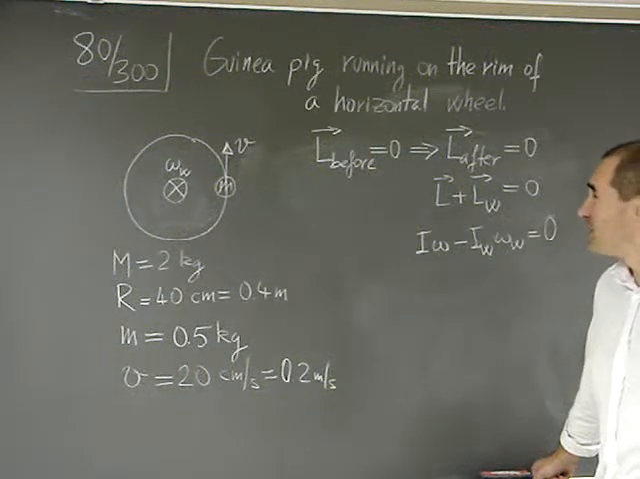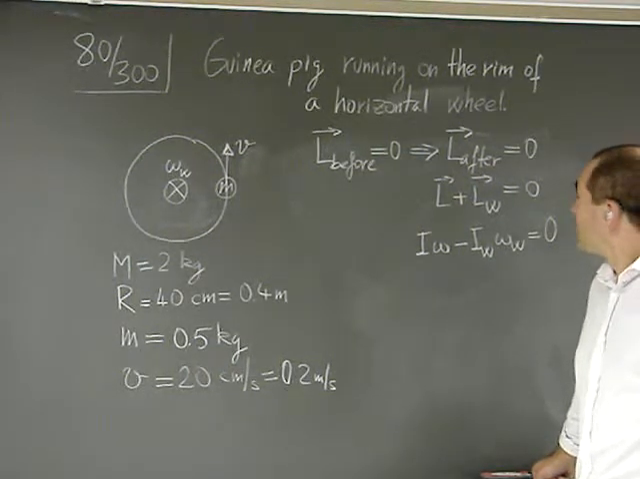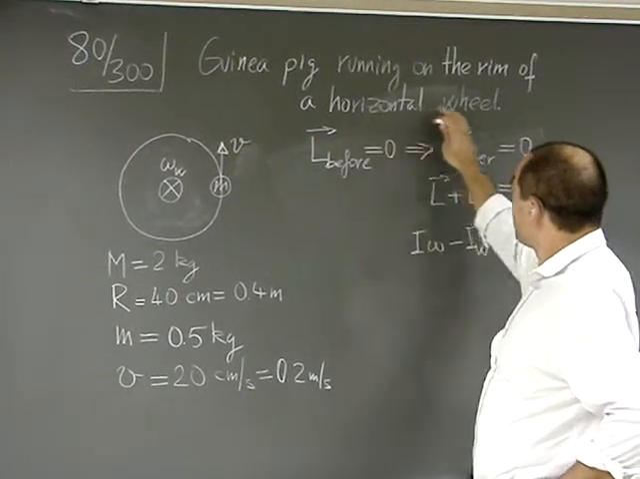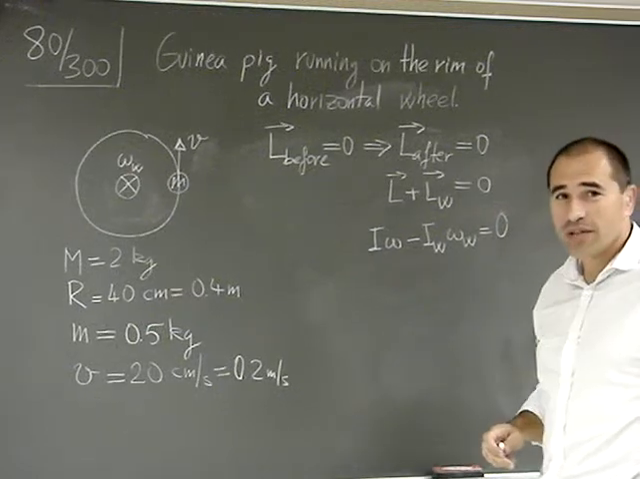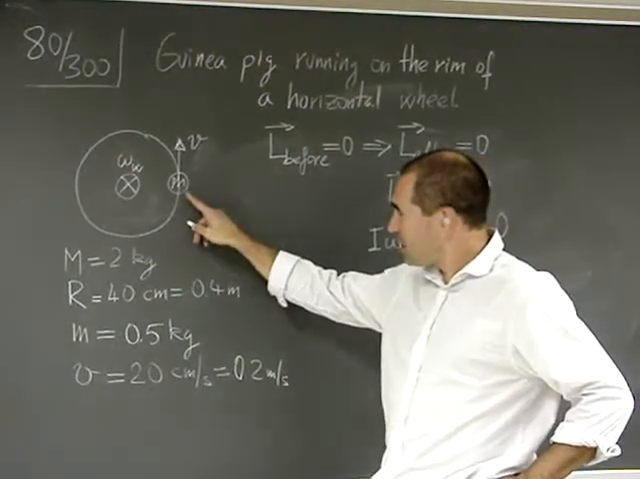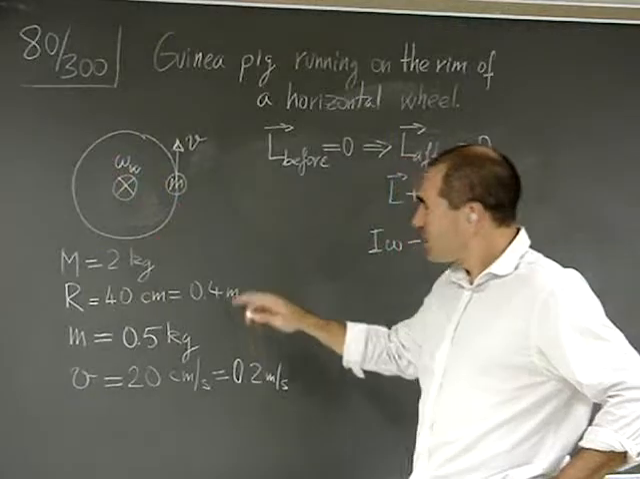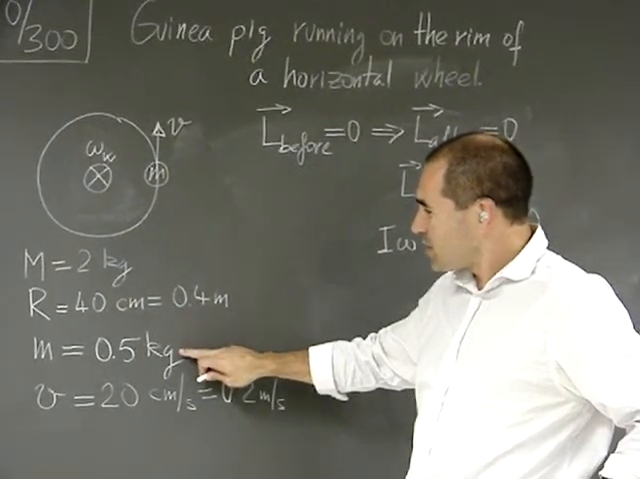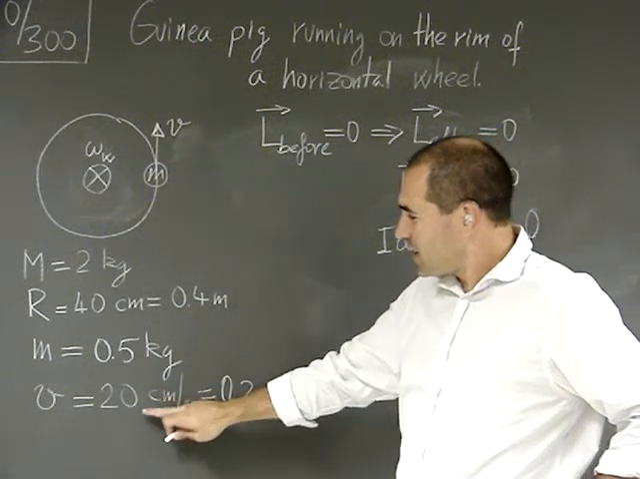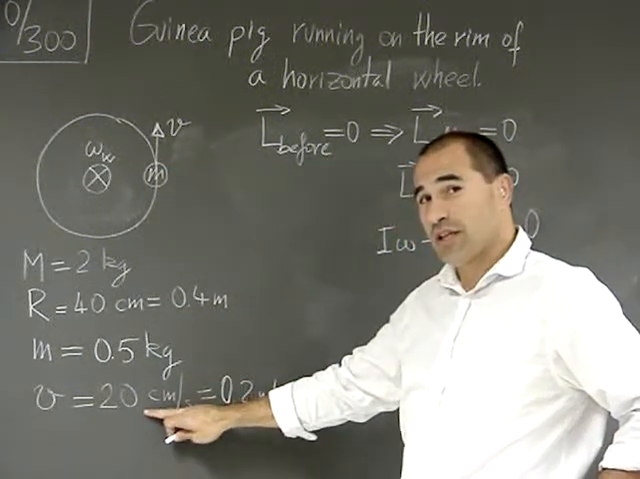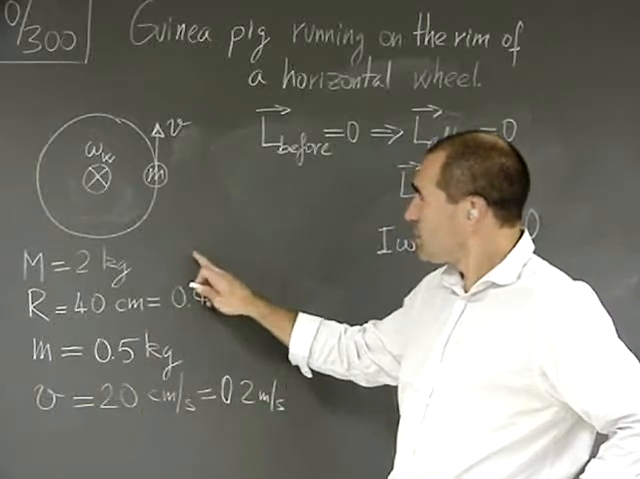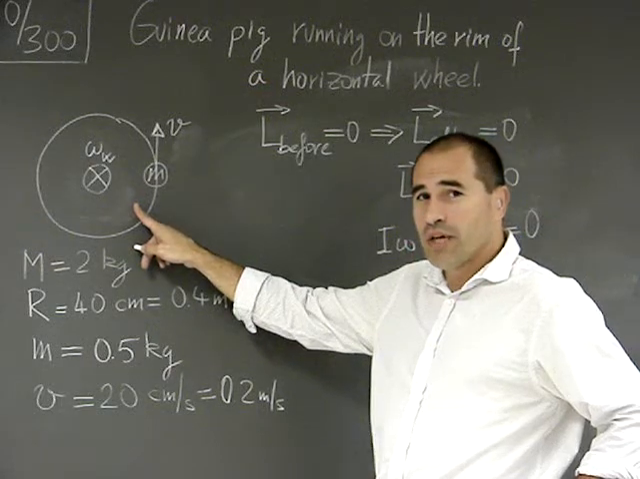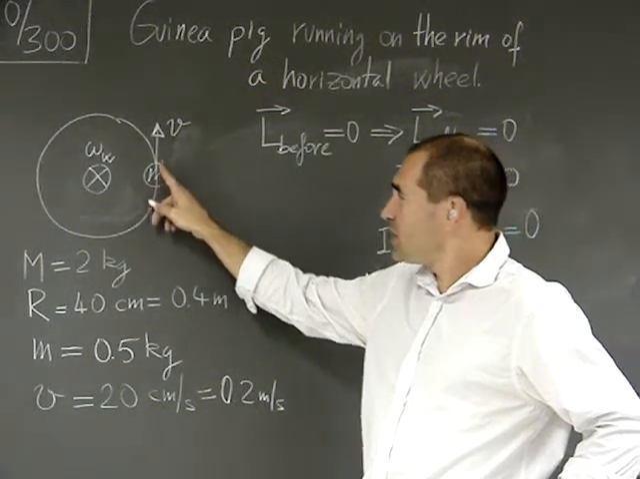So in this problem, we have to deal with this very, very interesting situation in which a guinea pig runs on the rim of a horizontal wheel. This is the guinea pig right here, and this is the wheel. We are given all this information: the mass of the wheel, the radius, the mass of the guinea pig, and the speed with respect to the ground, and that's important. And we are supposed to find the angular velocity of the wheel while the guinea pig is running around this way.